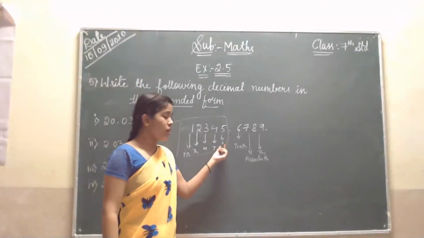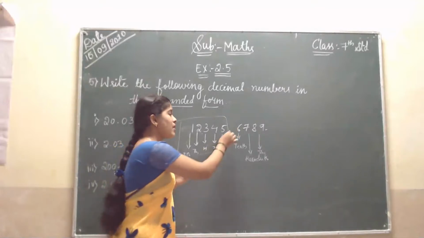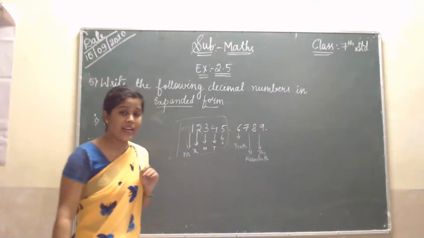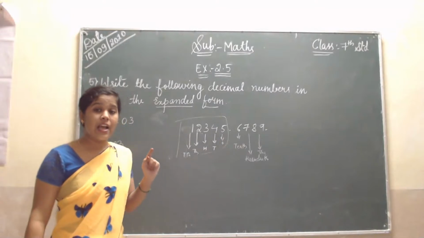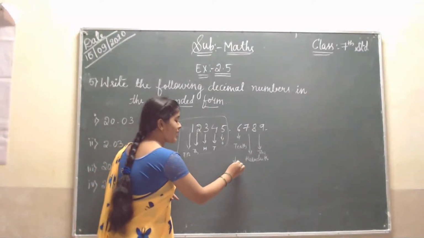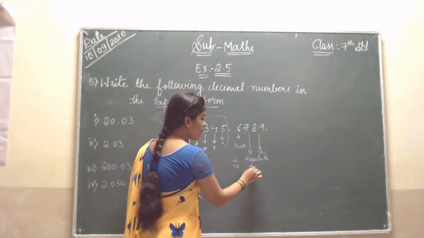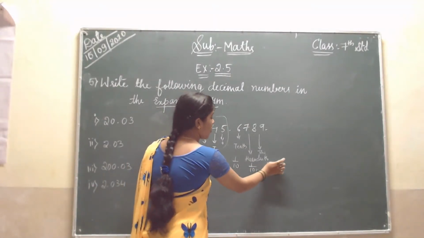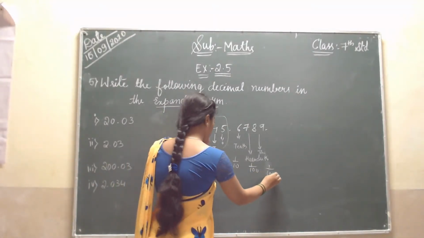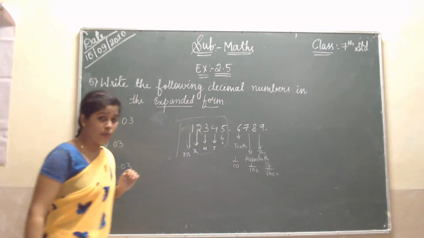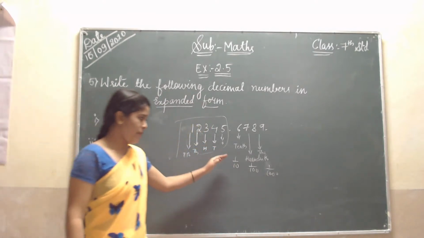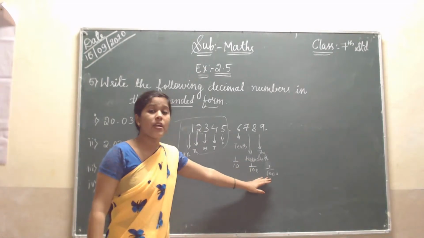So here there is no ones. Okay, after the decimal there is no ones place. You should directly write tenths, hundredths. Tenths means 1 by 10. Hundredths means 1 by 100. Thousandths means 1 by 1000. We have to write in the denominator like this: 1 by 10, 1 by 100, 1 by 1000.